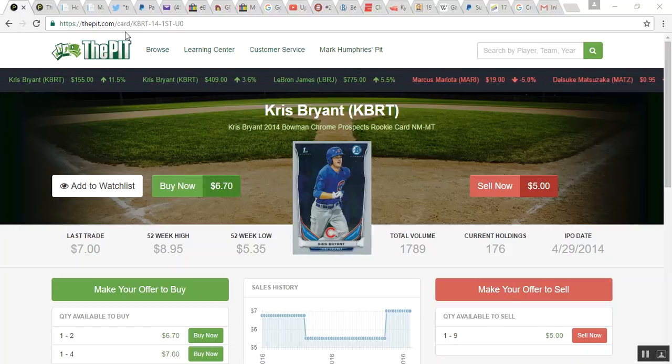Up in the upper left, you see our new logo, illustrating how we can turn cards into cash for users, and our distinctive scrolling ticker tape, which shows the prices of recent cards that were traded on the pit. I've chosen the Kris Bryant card because the Cubs have just won the World Series, so it seems representative right now.